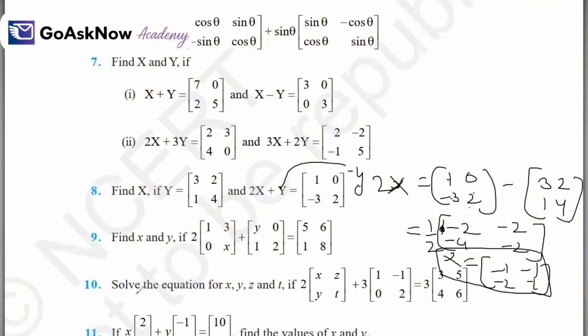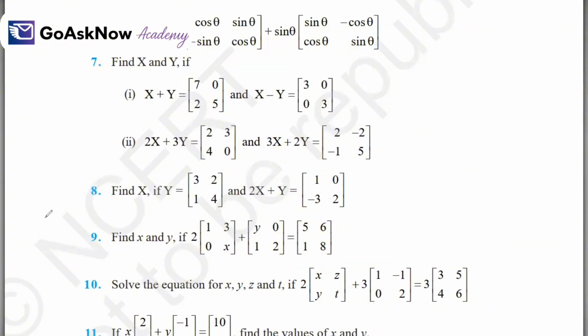I hope you got this question. This was also very simple one. Let's move further and see the next question. So the ninth question is, find x and y if 2 into [1, 3; 0, x] plus [y, 0; 1, 2] is equal to [5, 6; 1, 8]. So here we have to find the values of x and y.